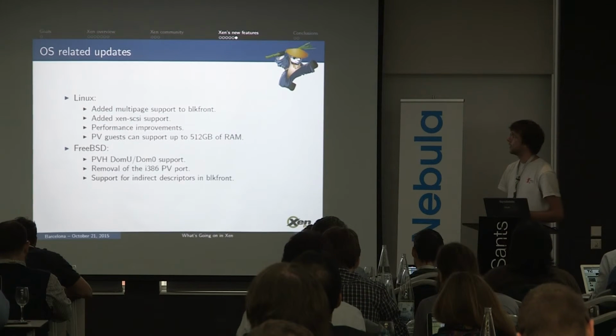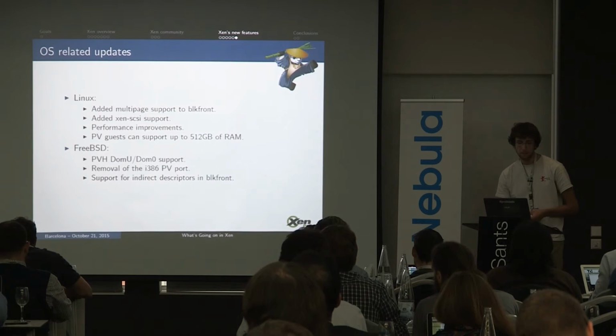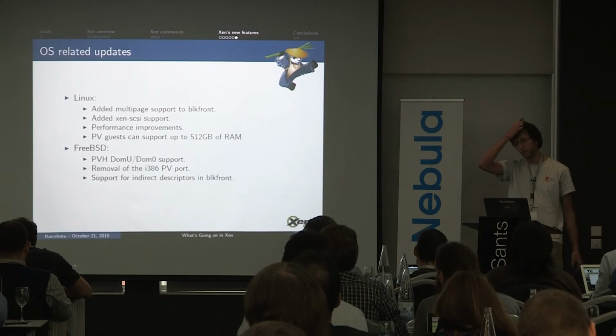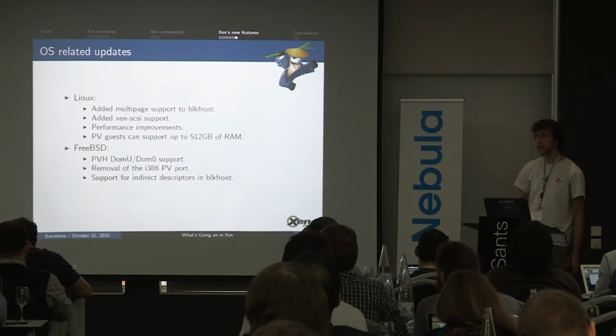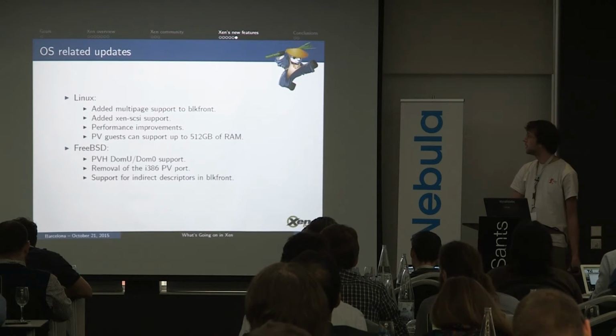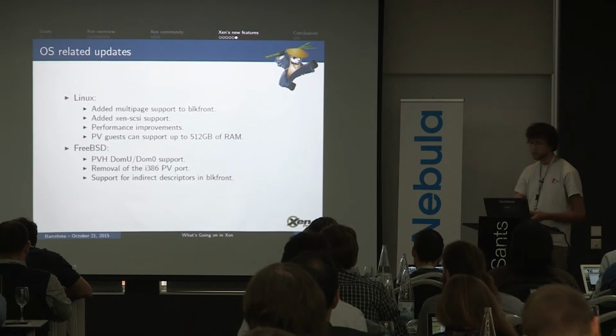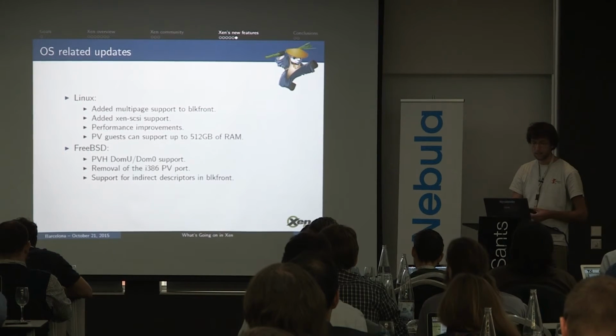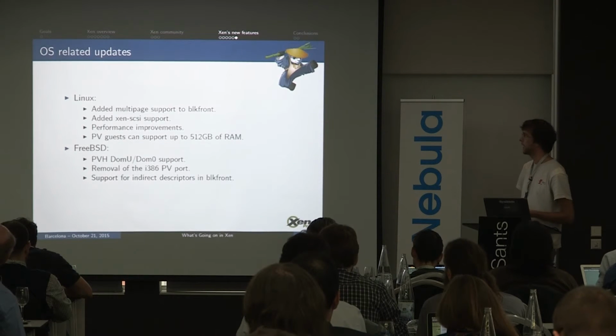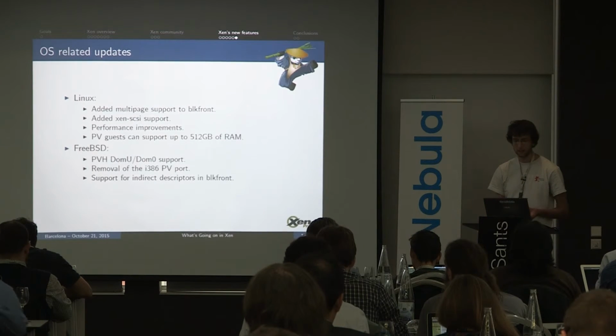And then, related to other operating systems, we had some updates on Linux. We added multi-page support to Blockfront, which is the para-virtualized block driver for Xen. We also added support for Xen iSCSI, which is another para-virtualized protocol that you can use on Xen. We did, of course, several performance improvements, and we expanded the memory supported by PV guests up to 512 gigabytes.